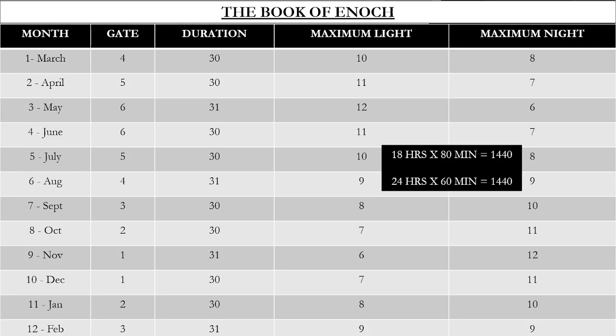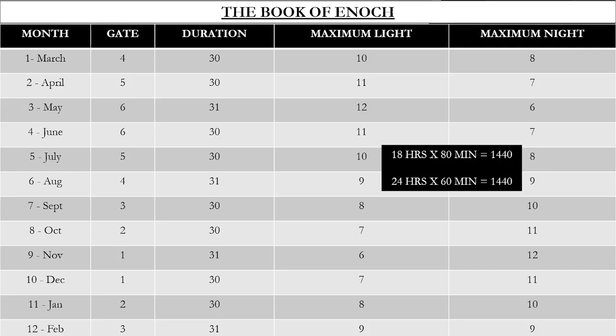What you're looking at in this computation is this. You might have noticed that the maximum number of hours on the solar calendar is 18 hours in a day. For example, if you look at the month of March at the top, where you see maximum light and maximum night, 10 plus 8 is 18. So you might think that there are fewer minutes in a day on the solar calendar than there are on the Roman calendar, but that's not true.